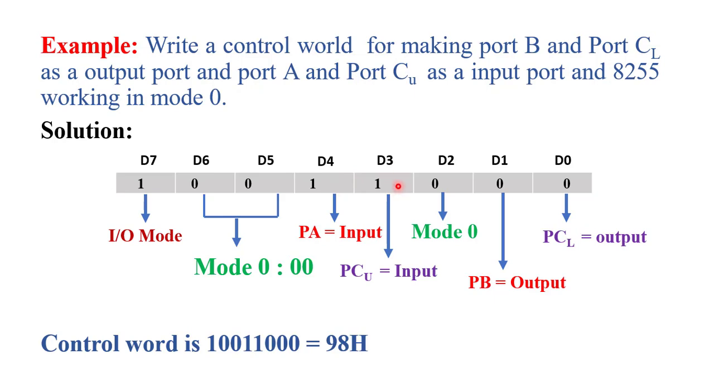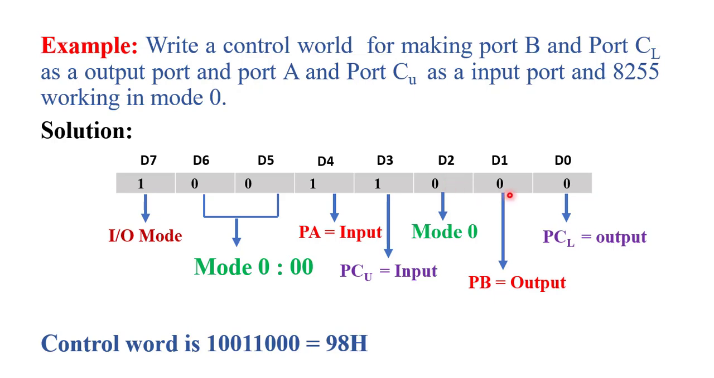Now D3 bit. D3 bit defines the input-output functionality of port C upper. It means port C upper works as an input port or as an output port. Here in the example, port C upper works as an input port. So this bit is also 1. Next is D2. D2 defines the mode selection pin of port B. It means in which mode port B is working. This bit is 0 for mode 0 or 1 for mode 1. So port B works in mode 0 because 8255 is working in mode 0. So this bit is also 0.